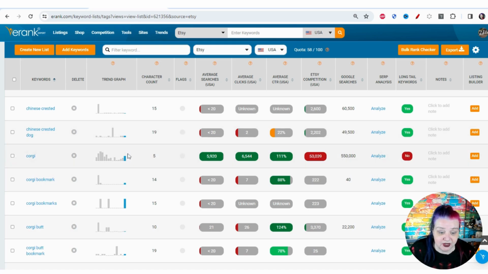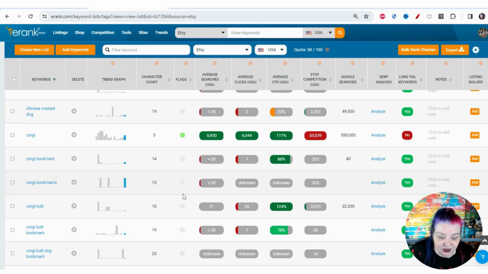If I search for corgi, now corgi's been pretty good for me, and I'm going to light green it, because it's not the highest search volume, but it's all right, and it's not a massive competition. But I can look and go, okay, corgi compared to Chinese crested. If the search volume was a little higher, look, there's hardly anyone making Chinese crested things on Etsy. It's a really cute dog, by the way.